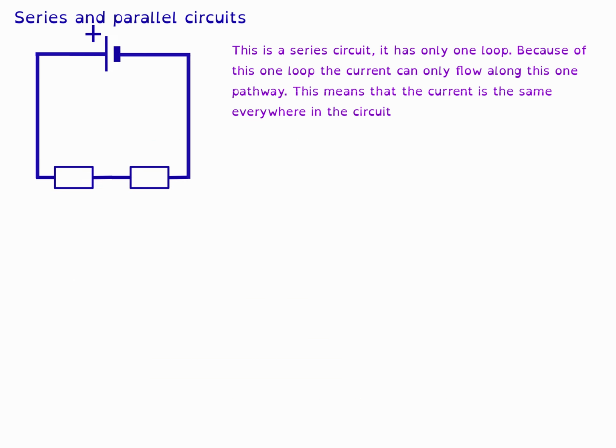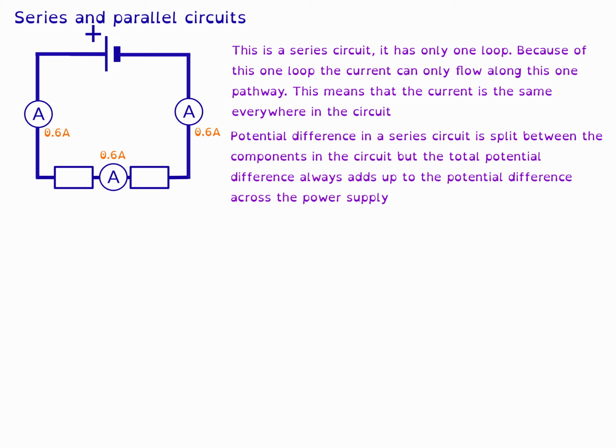This is a diagram of a series circuit. It only has one loop. Because of this one loop, the current can only flow along this one pathway. This means that the current is the same everywhere in the circuit. Potential difference in a series circuit is split between the components in the circuit, but the total potential difference always adds up to the potential difference across the power supply.